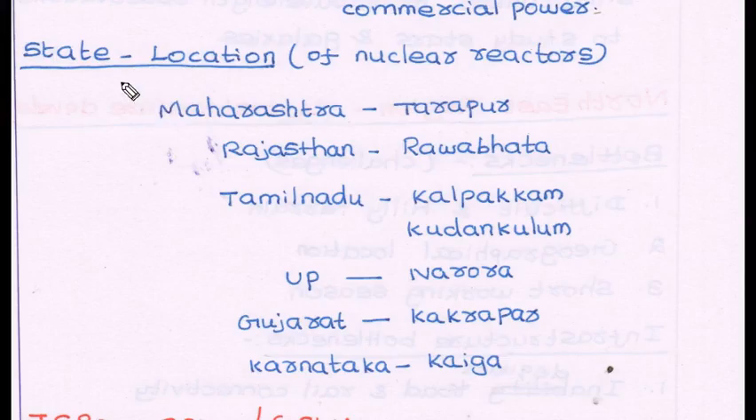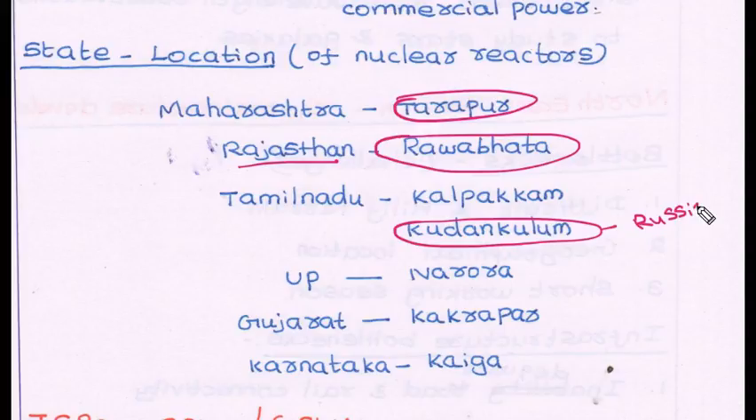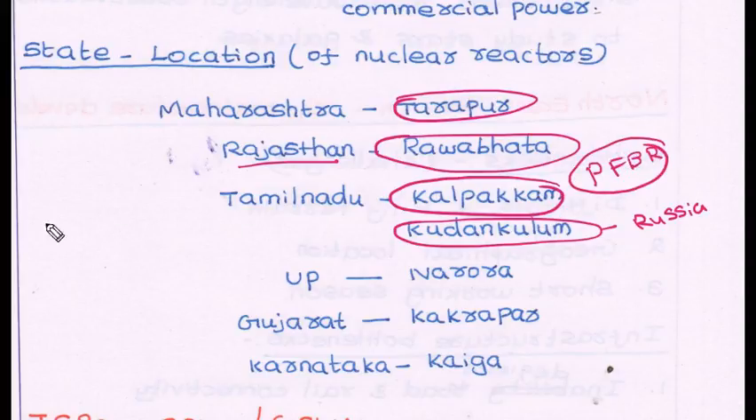Now let's see the states and locations of the various nuclear reactors. It is important for the prelims examination every year. In Maharashtra, there are nuclear reactors located in Tarapur. Rawatbhata is a place in Rajasthan. In Tamil Nadu, nuclear reactors are located in two places. One is Kudankulam, where reactors are constructed with the help of Russia, and Kalpakkam is another place close to Chennai, where the prototype fast breeder reactor is being constructed by BHAVINI, as we already discussed.